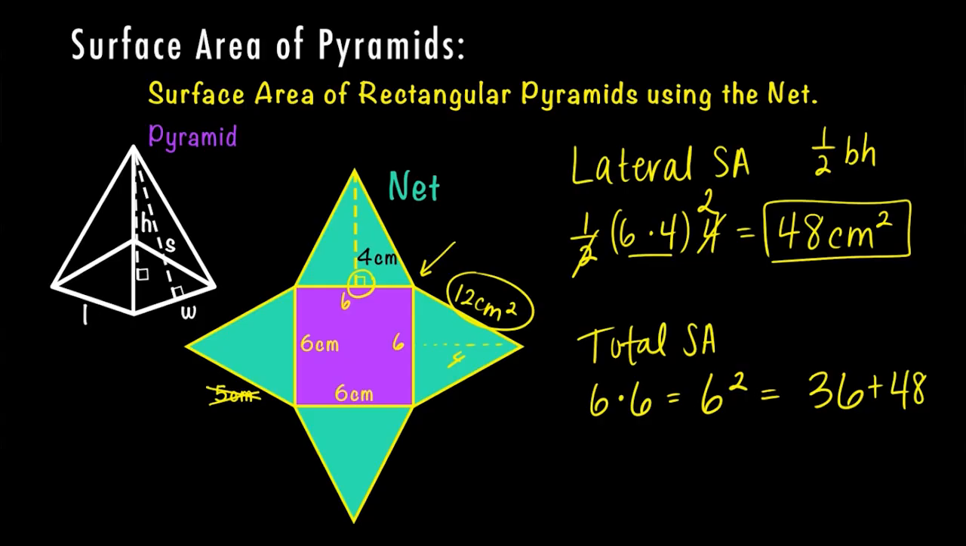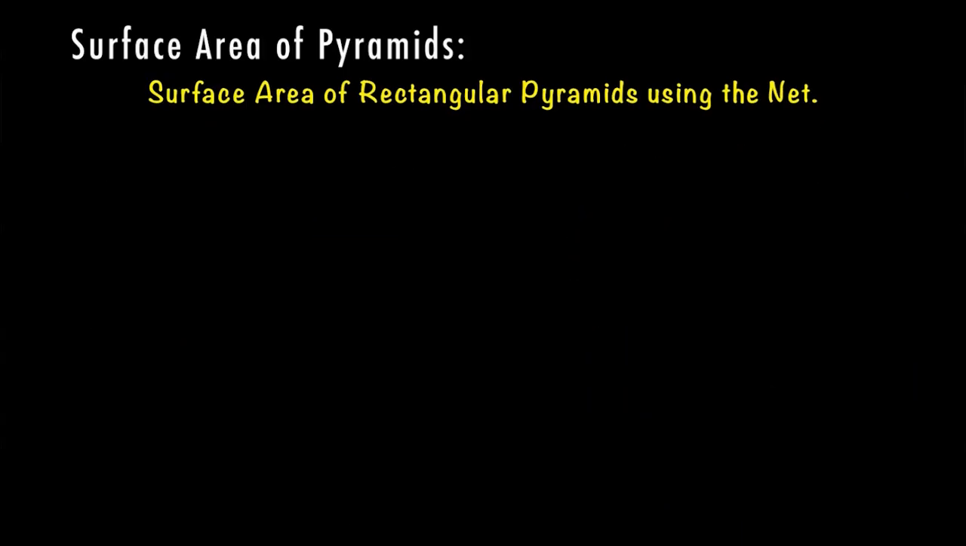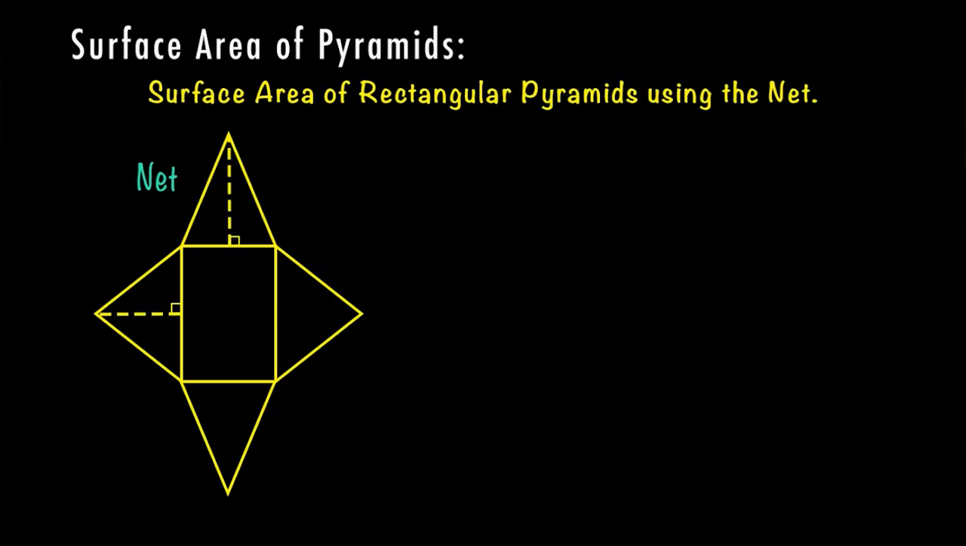And 36 plus 48 is going to equal 84 centimeters squared. So there's my total surface area, 84 centimeters squared. Now we're going to look at a rectangular pyramid again, but I don't have this one in the form of a prism, just the net. So we're going to try it here without our prism.